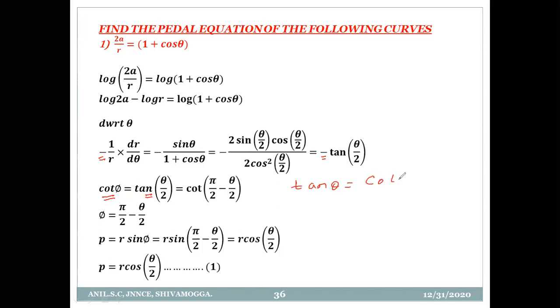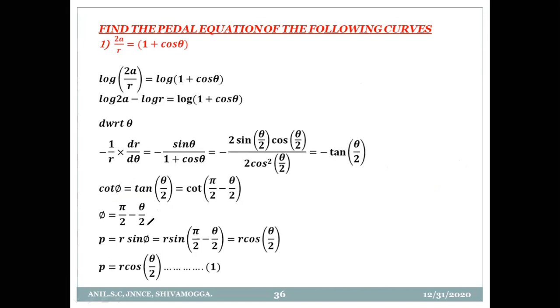Tan theta is equal to cot of pi by 2 minus theta. It falls in the first quadrant, and in the first quadrant all ratios are positive. Here theta is theta by 2, therefore cot phi is equal to cot of pi by 2 minus theta by 2. Therefore phi is equal to pi by 2 minus theta by 2. This is the first working rule.